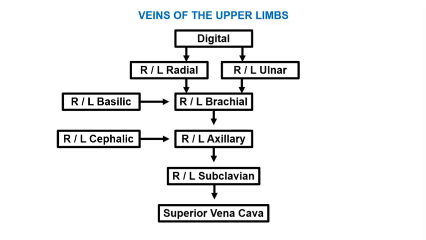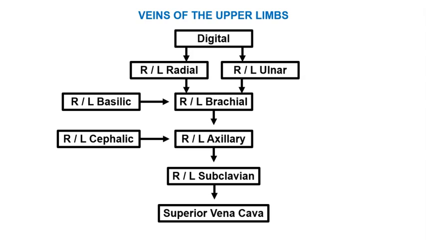Next, we move on to the veins of the upper limbs that drain blood from the upper limbs back towards the heart. Working from the phalanges of the hand, we see that the digital veins will deliver blood from the fingers to the right and left radial and ulnar veins of the forearm, both of which deliver blood to the brachial vein of the arm. We see that the basilic vein also empties into the brachial vein as well.